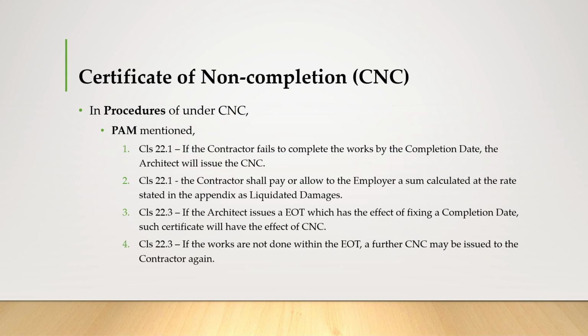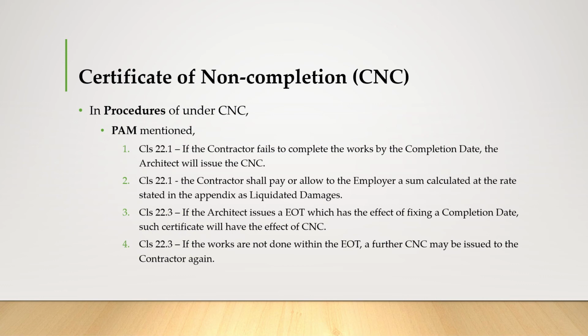So the procedures under CNC, PAM mentioned that in clause 22.1 to 22.3, if the contractor fails to complete the works by the completion date, the architect will issue the CNC, and the contractor shall pay or allow the employers a sum calculated at the rate stated in the appendix as LD. If the architects issue an EOT, which has the effects of fixing the completion date, such certificate will affect the CNC.